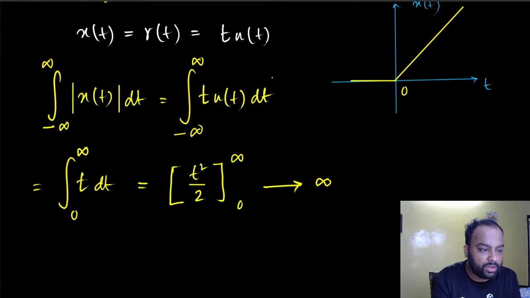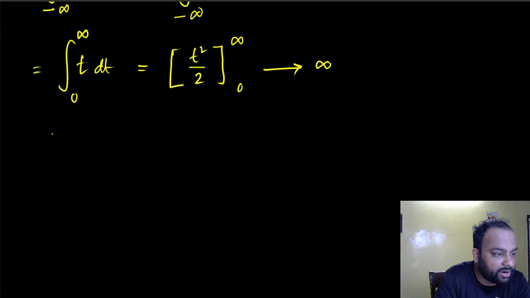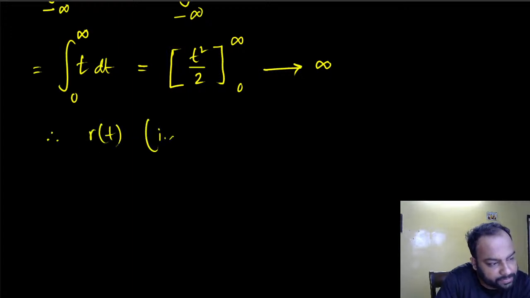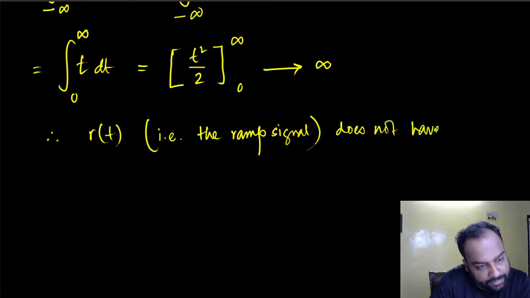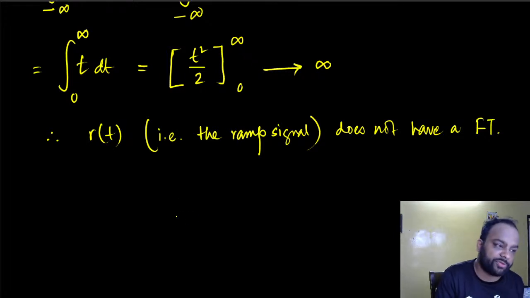So we can infer, therefore, that r(t), that is the simple unit ramp signal, does not have a Fourier transform. Yes, FT short for Fourier transform.